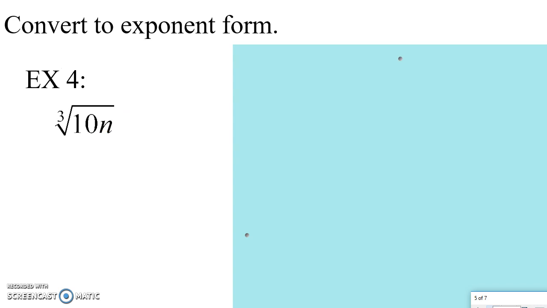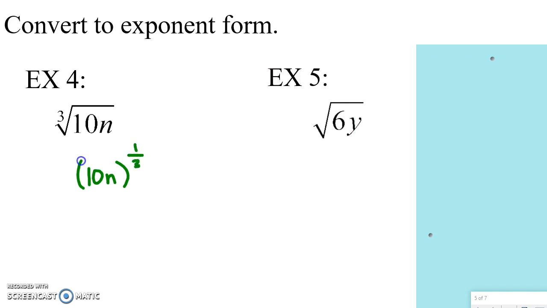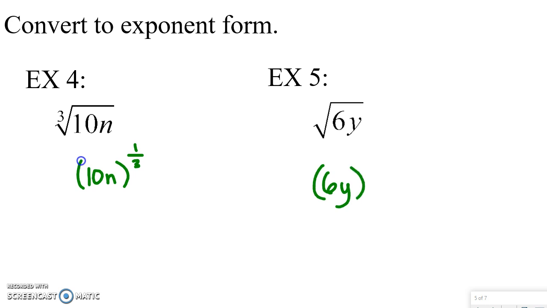Okay, now I'm going to go the other way, and I want to write this in exponent form. So 10n, this is my entire base, so I have to make sure I put that base in parentheses. And then my root is 3, so for an exponent, that's 1 over 3. Okay, this one, 6y, that's the base, and since there's 2 parts, the 6 and the y, I have to use parentheses. And then it's a square root, so remember the root is 2 if it's not shown, so that's to the 1/2.